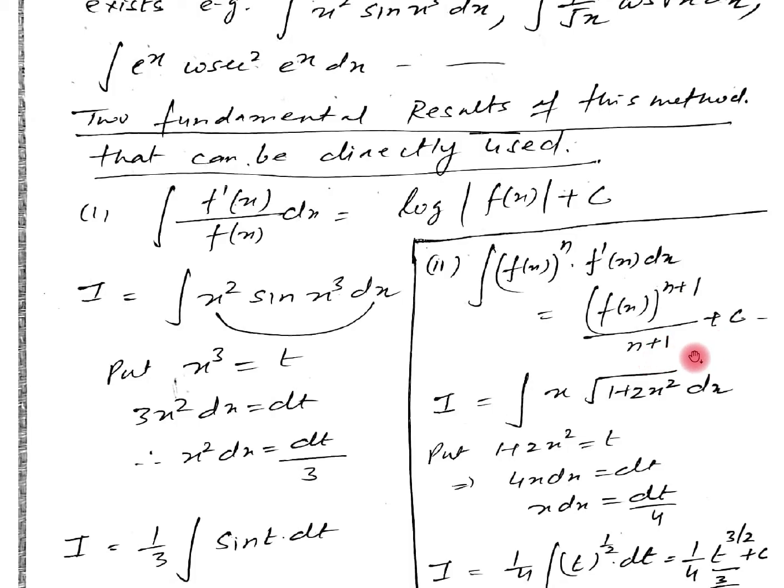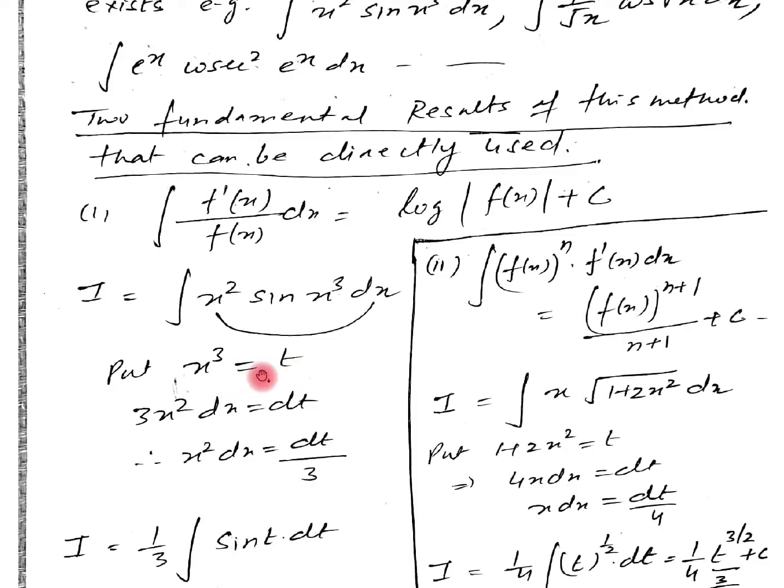Let us see it with the help of an example. Let us see the integration by substitution. Now here we have to integrate x square into sine x cube dx. Whenever we have to integrate any function, we can easily put the left hand side equal to I. Now here I equals the integral of x square sine x cube dx. Now here we can put x cube equal to t.